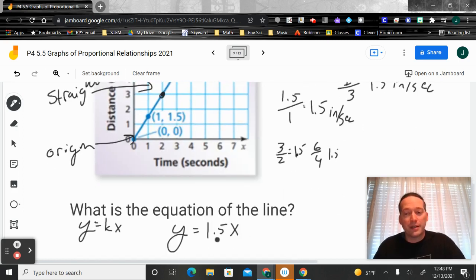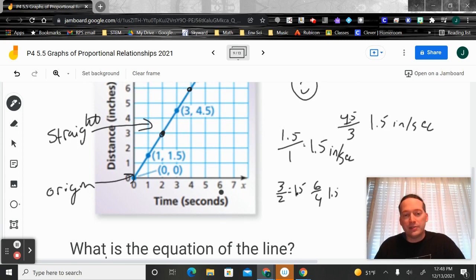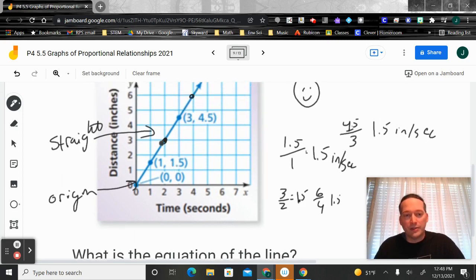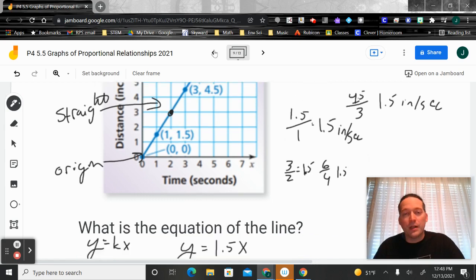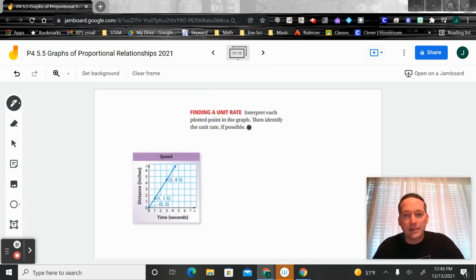All right, when you're interpreting a point on the graph, yes, you need the labels. All right, so if it said, oh, interpret this point right here, which is 2, 3, you'd say, oh, it goes 3 inches in 2 seconds. All right. Hopefully that makes sense.